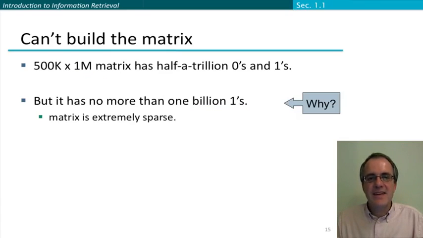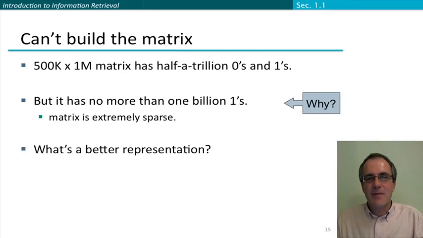And so the key observation is the matrix we're dealing with is very, very, very sparse. And so the central question in the design of information retrieval data structures is taking advantage of that sparsity and coming up with a better data representation. The secret of doing that and having an efficient storage mechanism is we want to only record the positions that hold a 1 and not the positions that hold a 0.